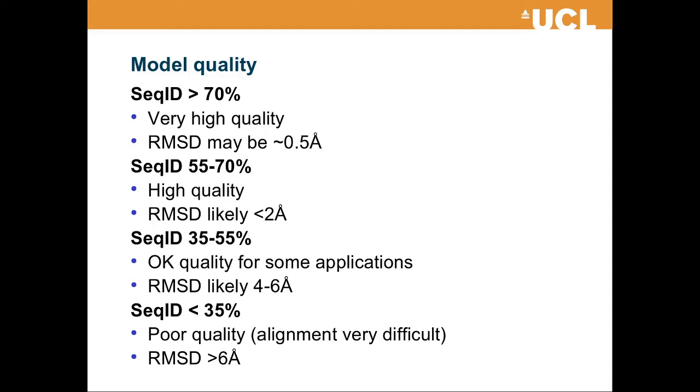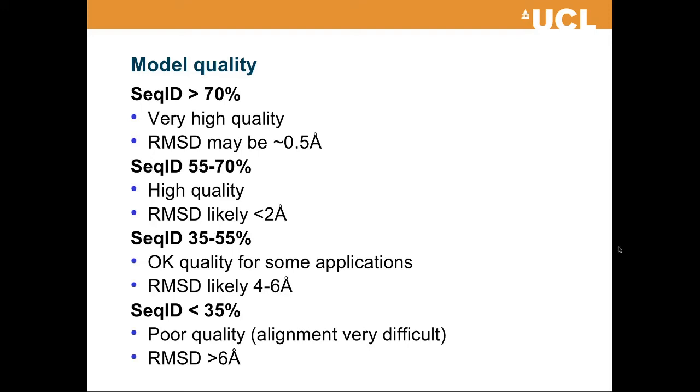Between 55 and 70% sequence identity, we will have high quality models which are likely to have an RMSD below 2 angstroms. And as I mentioned earlier, 2 angstroms is generally the level at which a protein model is likely to be useful. Between 35 and 55%, it's very variable depending on the individual protein. But the RMS deviation is likely to be in the range of 4 to 6 angstroms, and this can be useful for some particular applications, but maybe less so for things like drug design, for example.